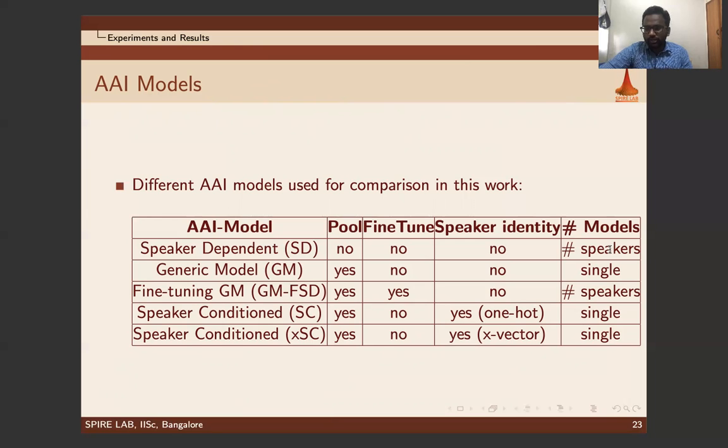We further fine-tune the generic model AAI on each speaker, resulting in separate AAI models. In the speaker-conditioned AAI model, we pool the speakers and train a model by conditioning with one-hot or x-vector as a speaker identity representation, resulting in a single AAI model.